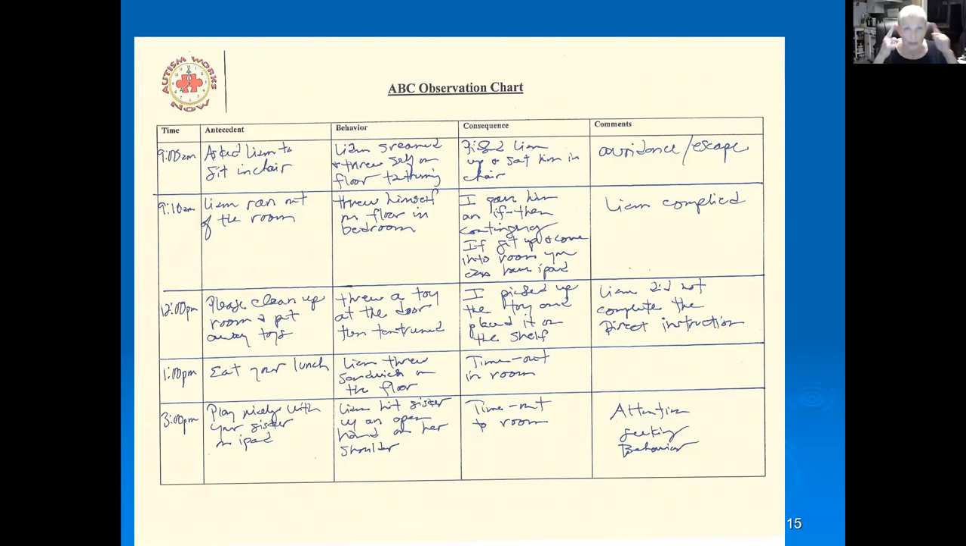Okay, 3 p.m. Antecedent was playing nicely with your sister with that iPad. I noticed a little something going on here. We're not playing nicely. And behavior, Liam hits the sister with an open hand on her shoulder. Uh-oh, that's the behavior. Has to be a consequence for that. It has to be a cost response. Has to cost the child something. Can't just go around hitting people.